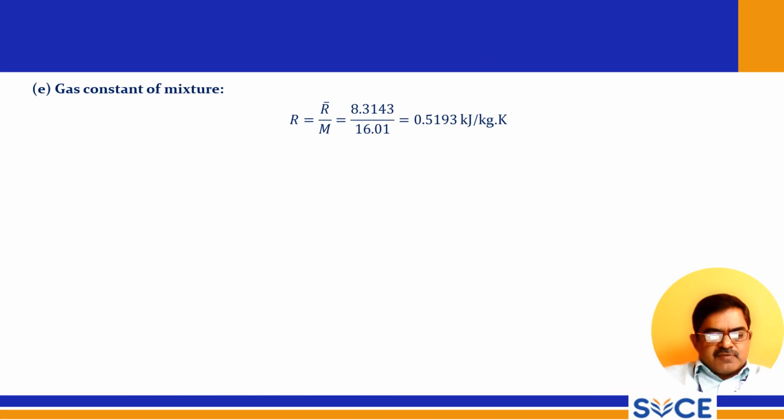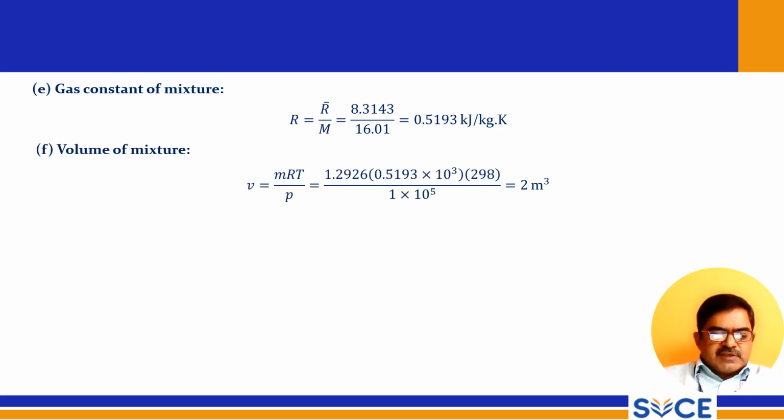So gas constant of the mixture, R equal to R bar divided by M. It is 8.3143, that is universal gas constant, divided by 16.01, that is equal to 0.5193 kilojoules per kg Kelvin. And volume of the mixture V equal to mRT by P, and that is equal to 2 meter cube. And also from the equation V equal to V1 plus V2, total volume can be found out here. It is 2 meter cube.